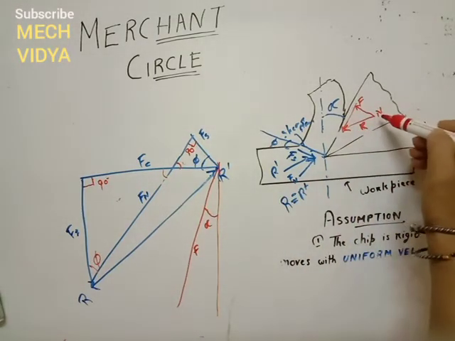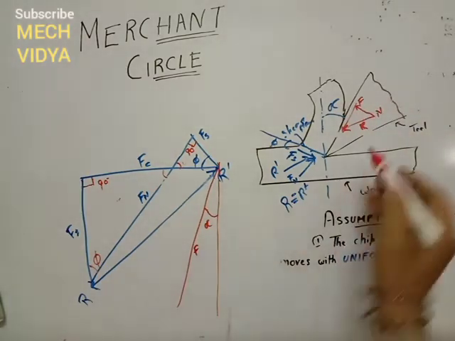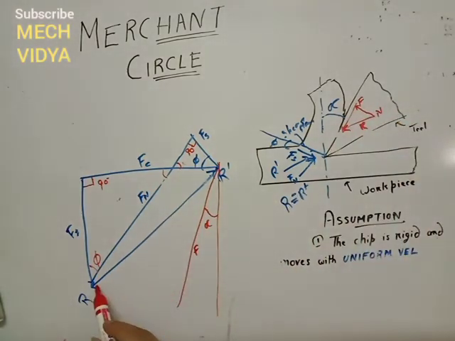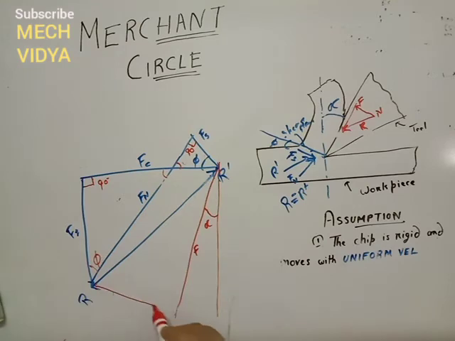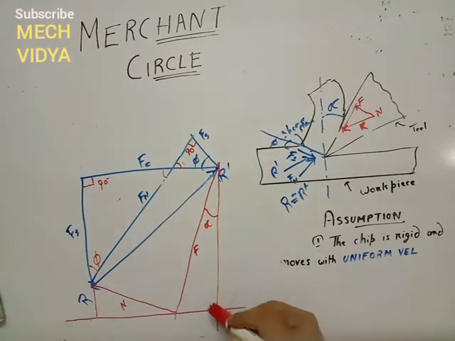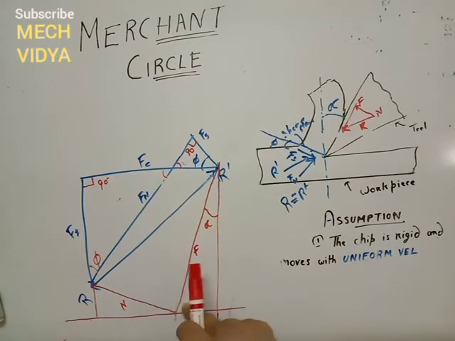The next job is to plot this normal force N. Normal force is nothing but a force which is perpendicular on this vector F. So here we get our N. Now if I join all these points, our main step is to get the value of these angles. What are the values of these angles? So let us see how to find this.